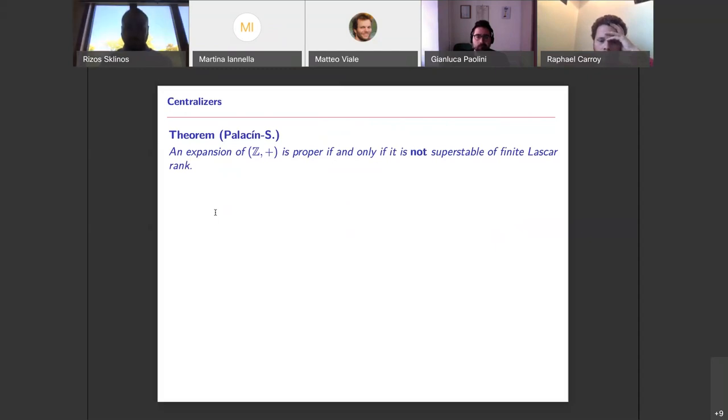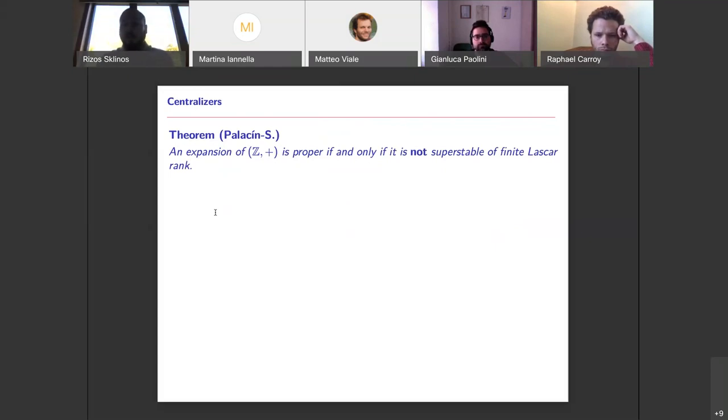To this end, I'm going to use this theorem we proved with Daniel, and it says the following: an expansion of Z plus, so now we have Z plus with other predicates, function symbols, etc., is proper. Proper means that the definable sets in this structure do not come from multiplication alone. So we have something extra.